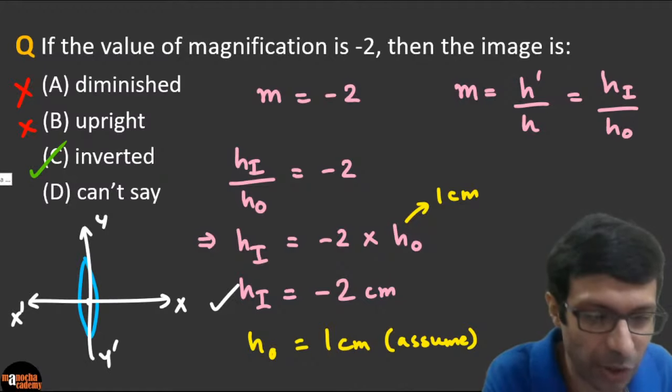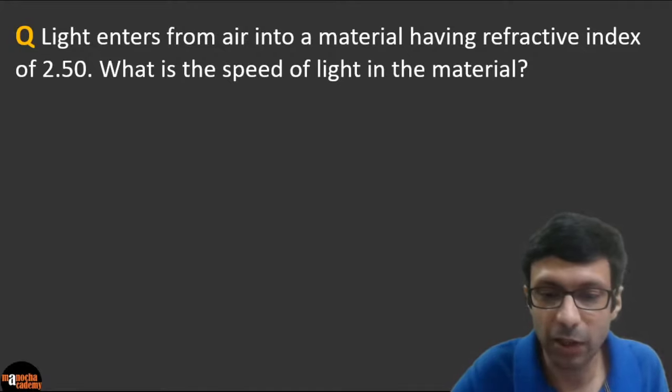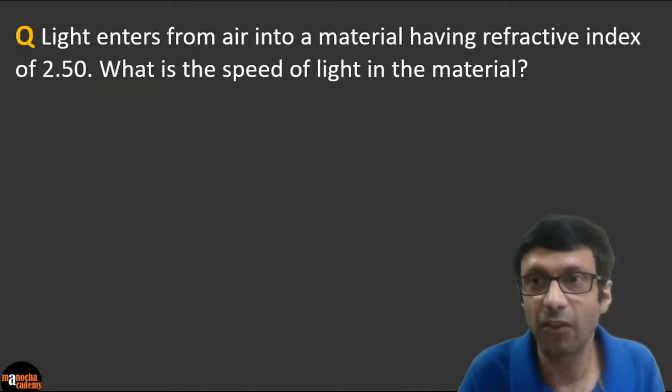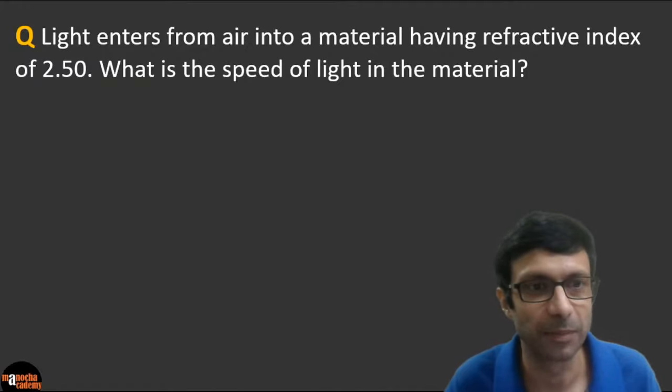Next, let's try another question, guys. Light enters from air into a material having refractive index of 2.5. What is the speed of light in the material? Come on, I want all of you to calculate.